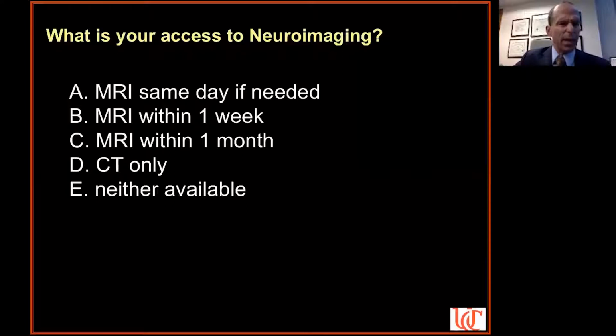I think I've covered most of the bases: MRI same day if needed, so you can get it really quick, or within a week, or within a month, or only CT, can't get an MRI within a month. And here are the results. Now, I'm not sure you can see those results because they're not on my main screen, but about 20%, 19% of people can get the MRI the same day if needed. 50% can get an MRI within 1 week, 15% within 1 month, 13% CT only. So the majority of people, really 70% of you, can get an MRI within 1 week. That's pretty good, I think. Okay, that helps me a little bit.